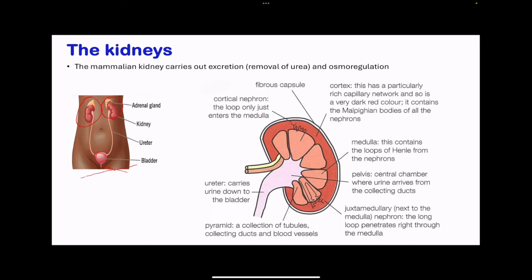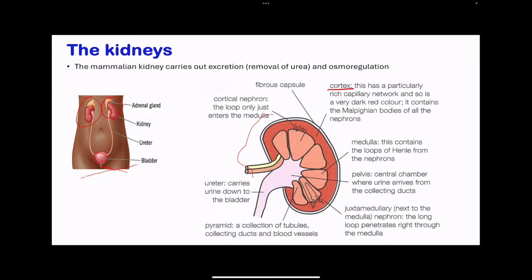Here I'm looking at the cross-section through the kidney, this image here. We have the cortex. This is rich in blood capillaries, so you can see the color is dark red, and it contains the Malpighian bodies, which are basically the glomerulus and the Bowman's capsule.